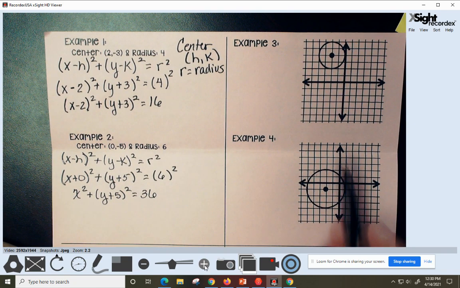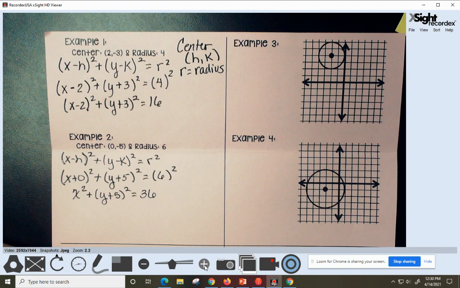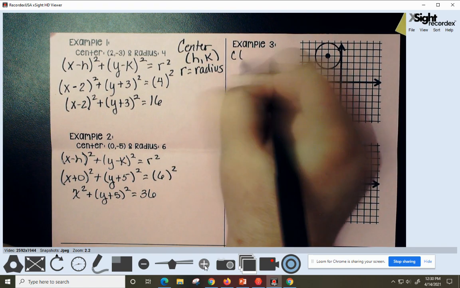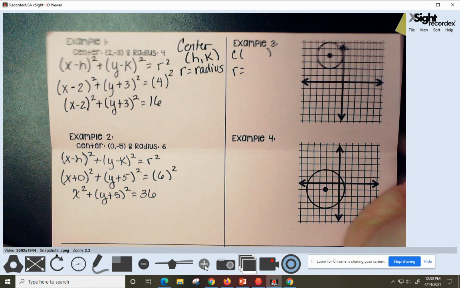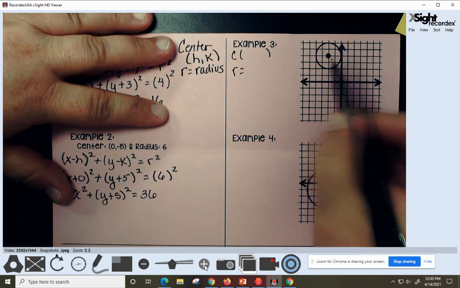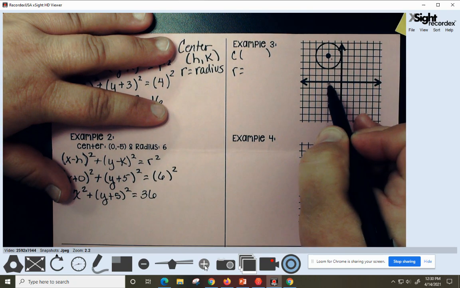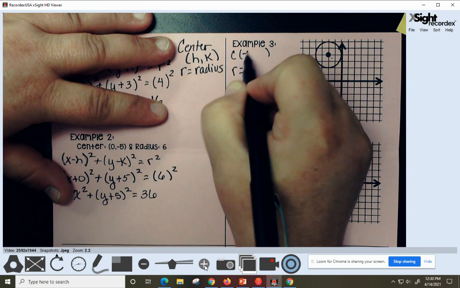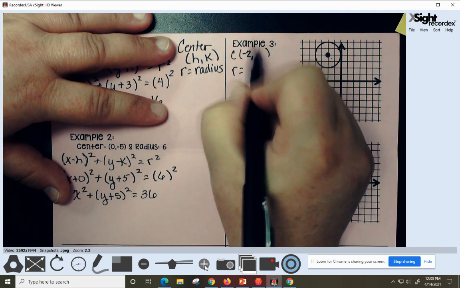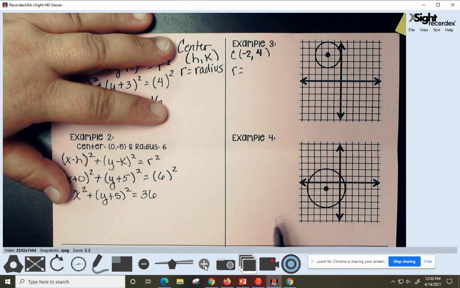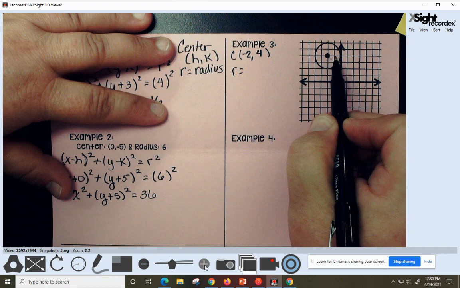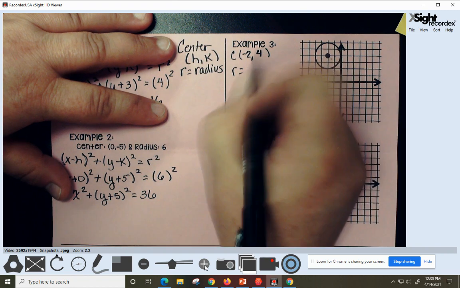Now on example 3, I'm going to do the same thing that I've been doing, except now they're going to give me a graph. So I need the center point, and I need to know how long the radius is. So on this one, I'm going to count out the center. That's a -1, -2. And then I'm going to go up 1, 2, 3, 4. So I'm going to have a center at -2, 4. And then to get your radius, you're going to go to the center and you're going to count straight out. 1 unit, 2 units.